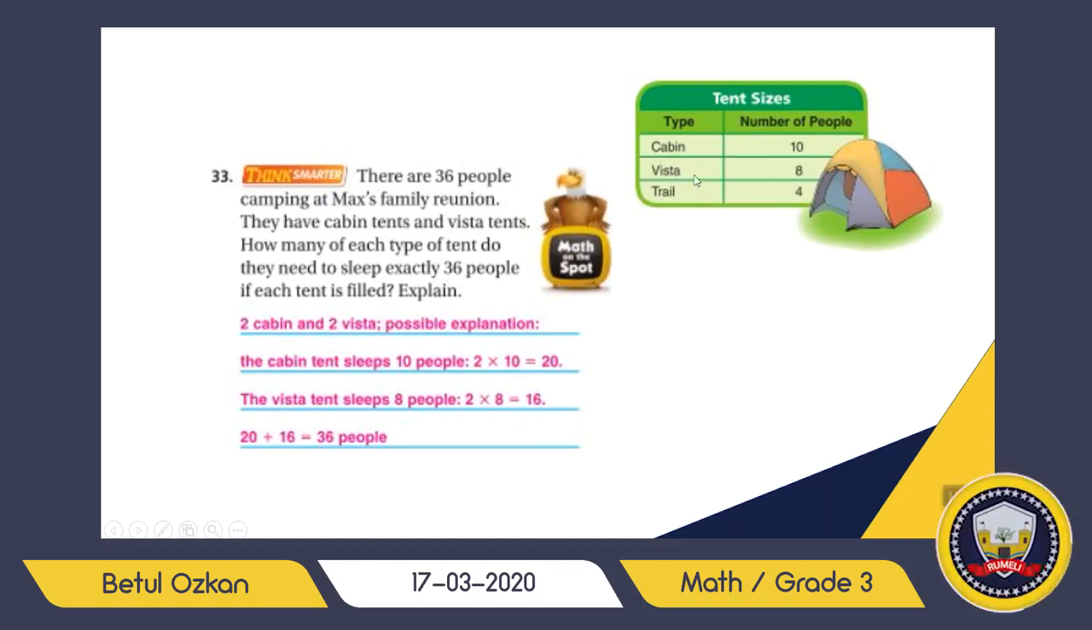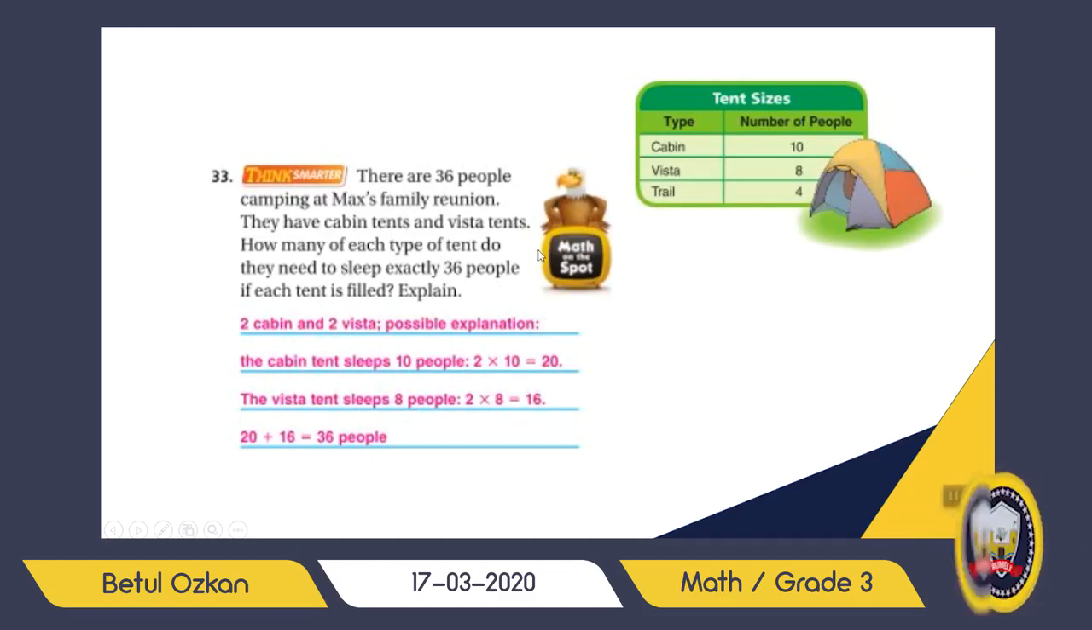One of them is a vista. Okay? 3 cabin tents and 1 vista. But I need to get 36, and it will be a total of 38. So let's turn back here.